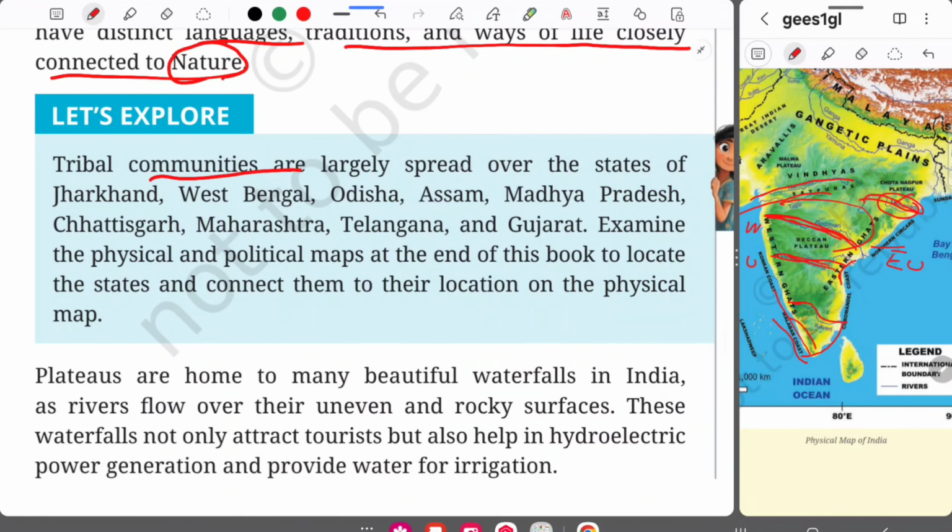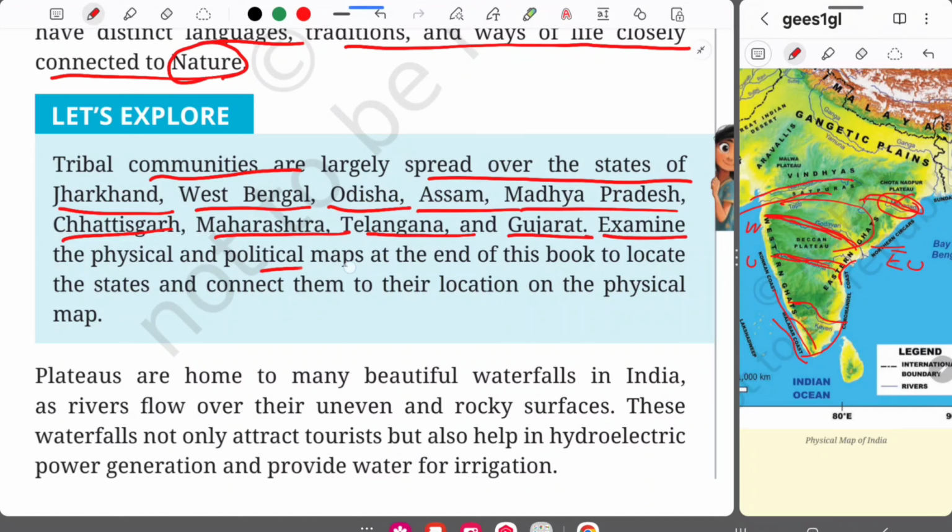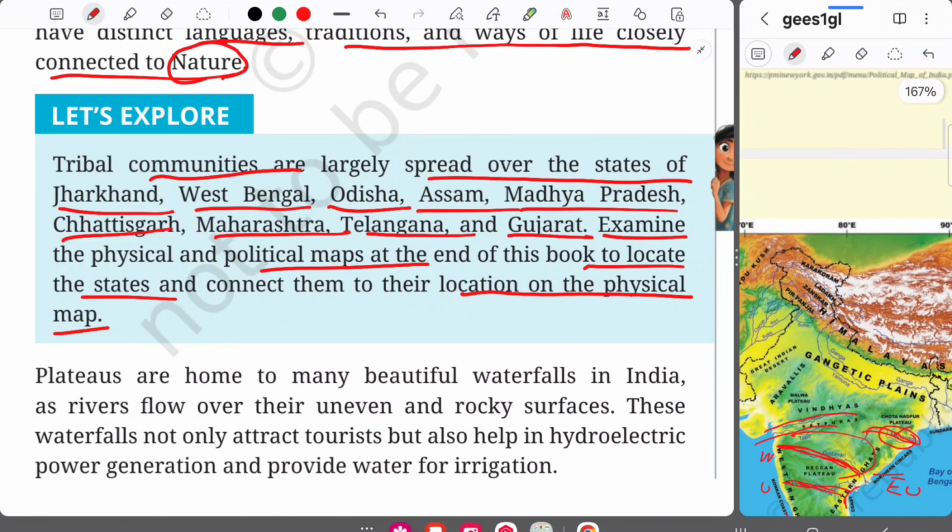Tribal communities are largely spread over the states of Jharkhand, West Bengal, Odisha, Assam, Madhya Pradesh, Chhattisgarh, Maharashtra, Telangana and Gujarat. Examine the physical and political map at the end of the book to locate the states and connect them to their location on the physical map. In these states you can find these tribal communities largely spread. You can find them from the political map given above. Try to figure it out.